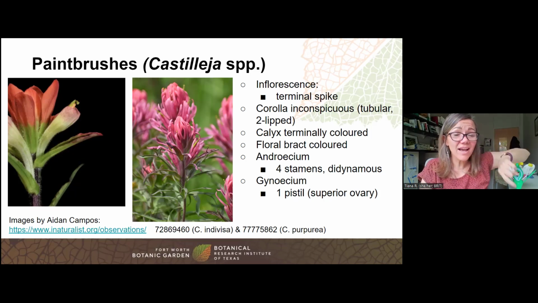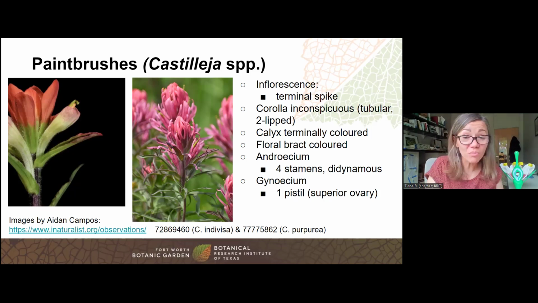The corolla is actually inconspicuous. It's tubular, kind of 2-lipped. I'll show you what it looks like in a minute. The calyx has color often at the tips. The floral bract is also, so this is actually not even typically part of a flower, but sometimes you find vegetative tissue that subtends, that's below a flower. We call those bracts. They can be very showy in different groups of plants. Some big ones that come to mind are poinsettias and this group here, the Orobanchaceae, the Castillejas.